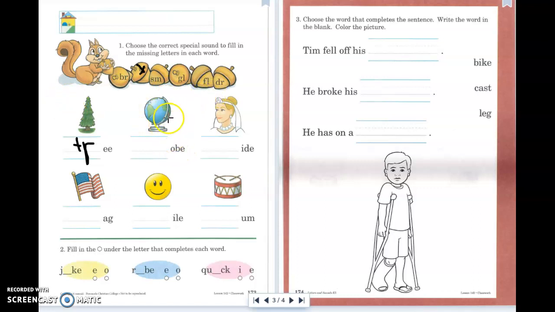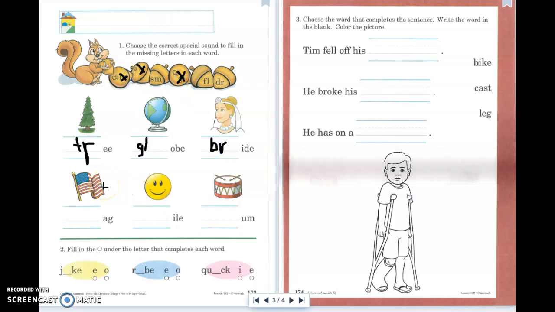I hear the G, so it's the GL, so I need to write the G and the L, and then I need to X that out. Globe. Here I have a picture of a bride. Bride begins with br, br. The br sound is made by B, R, and I can mark those out.